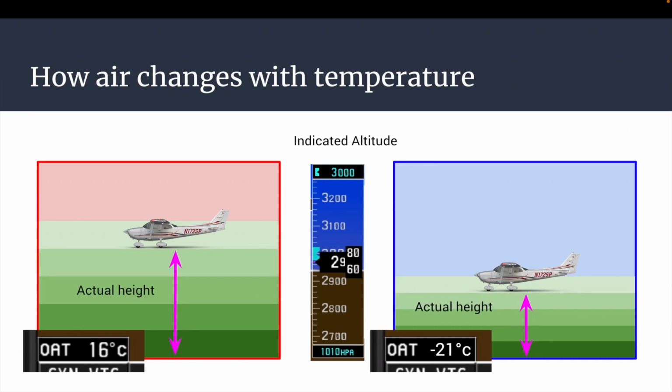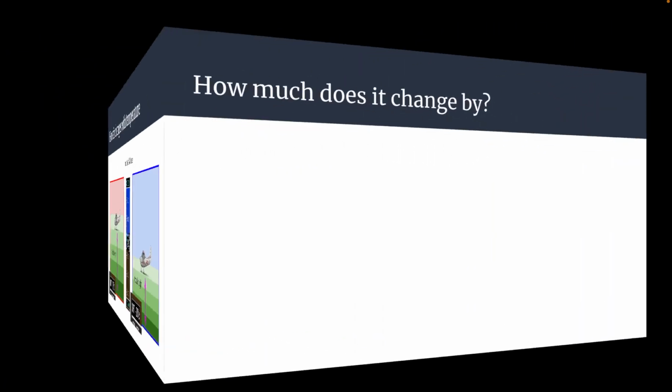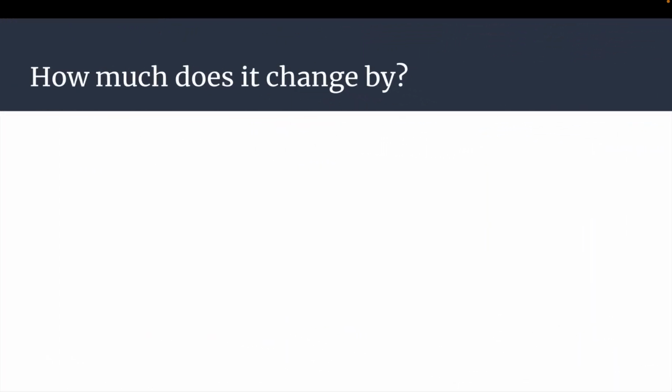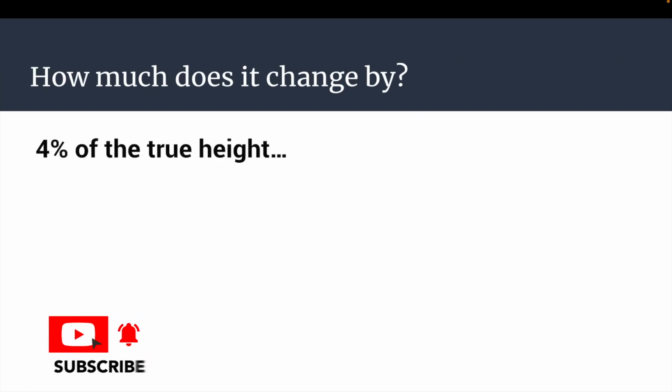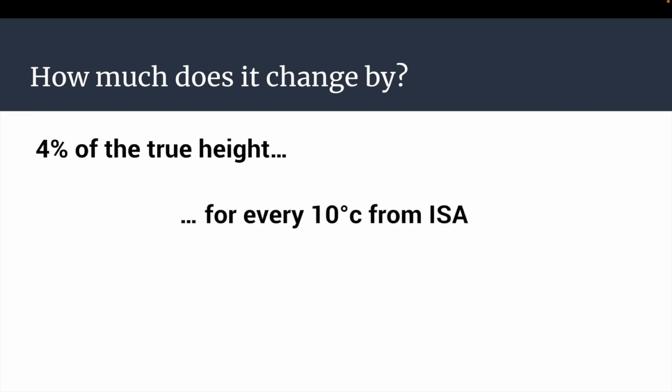And so because of what we said before, and that's great and all, right? But how much does it change by, right? Because we're showing diagrams, it's not to scale. What's the actual physical difference? And well, there's a rule of thumb, and in words, it's 4% of the true height. Note the word height, for every 10 degrees Celsius from ISA, International Standard Atmosphere.